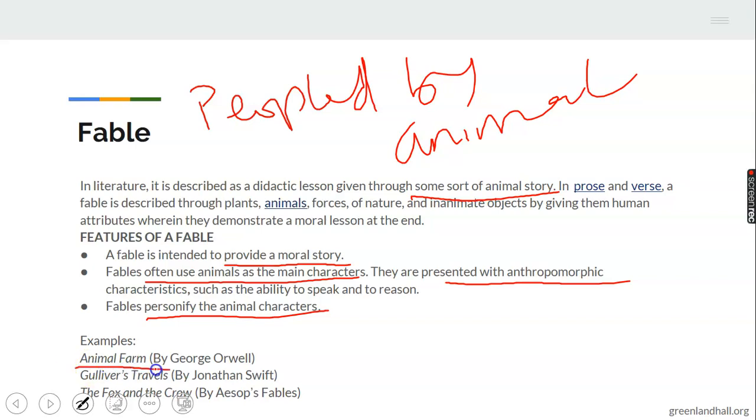Animal Farm is a compulsory text for everybody to read in secondary school. If you go through secondary school and you don't read Animal Farm and Gulliver's Travels, then you're not an art class student. You did not pass through art class. Something must have been wrong with you. Then The Fox and the Crow, another one that we need to lay our hands on and go through. These are all fables because they are peopled by what? Animals. The characters there are animals.